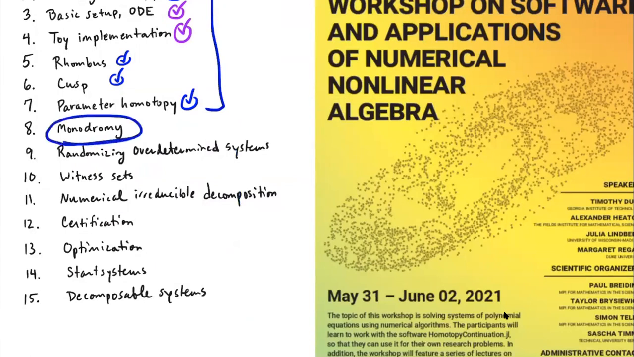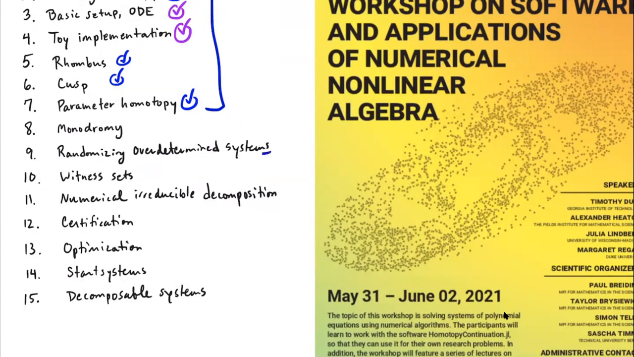Monodromy is a really clever thing that will help to solve systems. All you need is just one solution. And monodromy will perhaps be able to find all the other solutions to your system, and you don't even need to compute a start system. So this is pretty interesting. We'll talk about that.